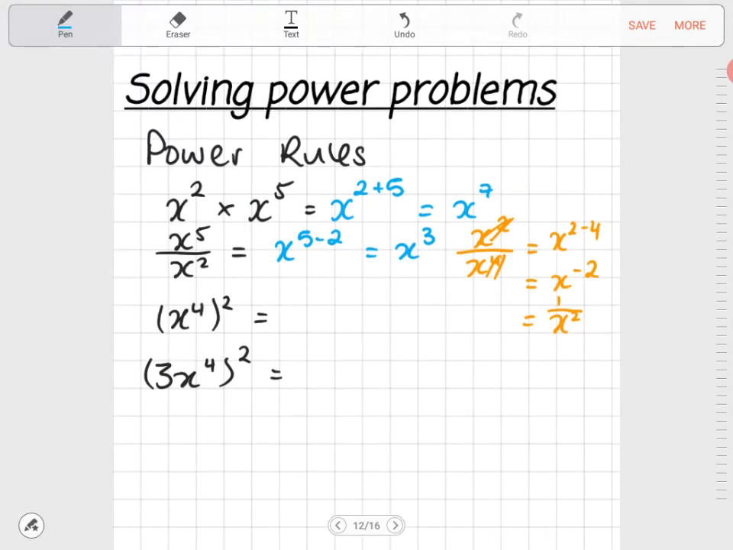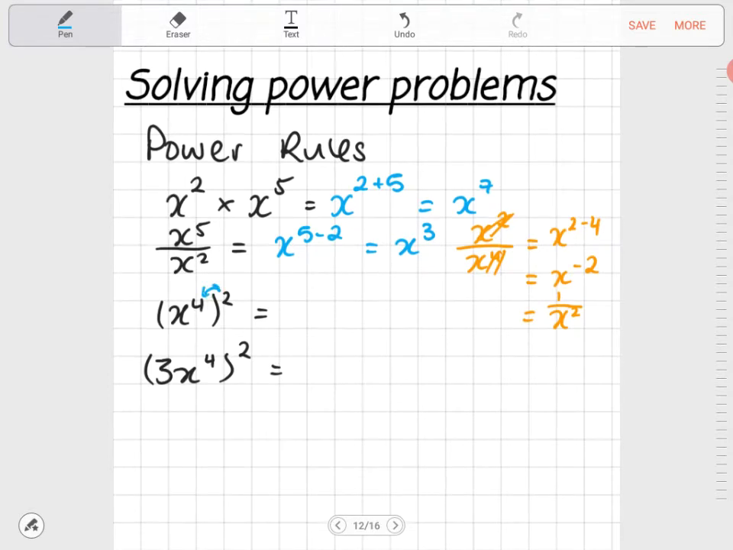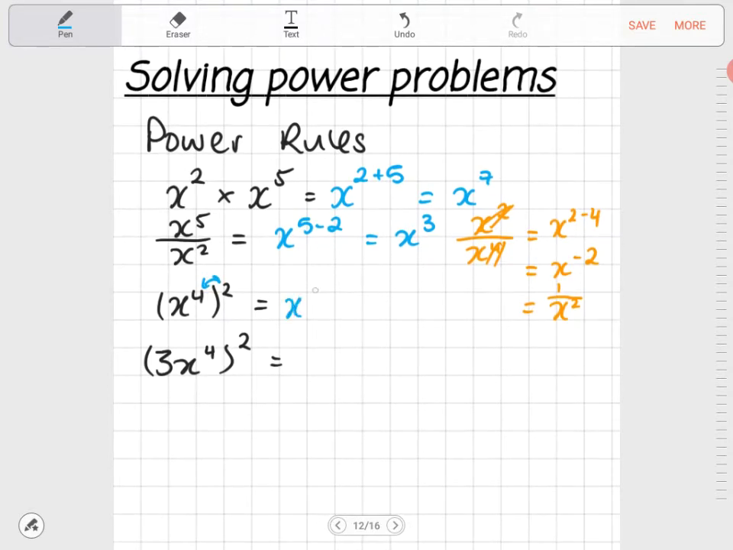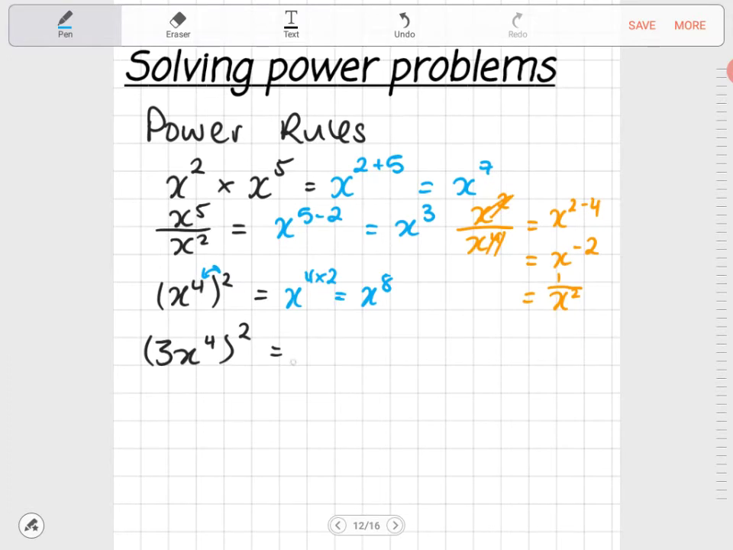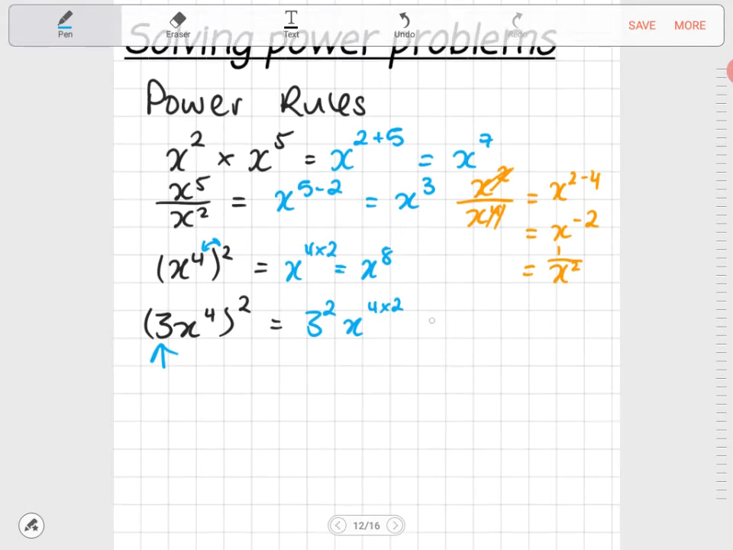So when we have powers of powers, what we are doing is we are multiplying these two numbers together. So we have x to the 4 times 2, so we have x to the 8. If there was a number in front of the x, for example this 3 here, we would instead also square that number as well as multiplying your numbers together for your power. So we end up with 9 x to the 8.